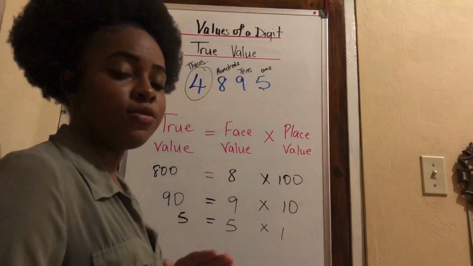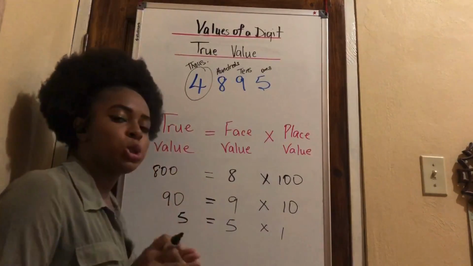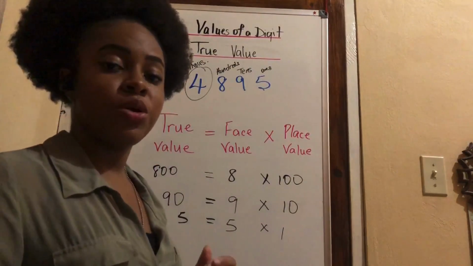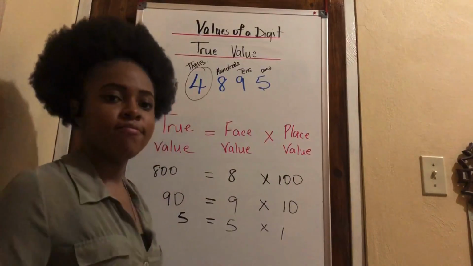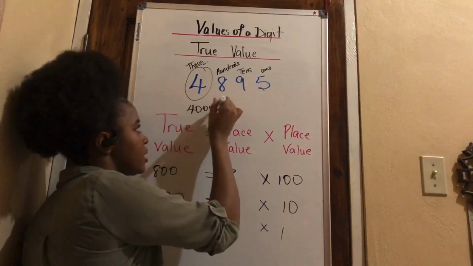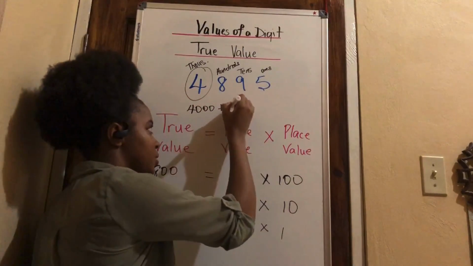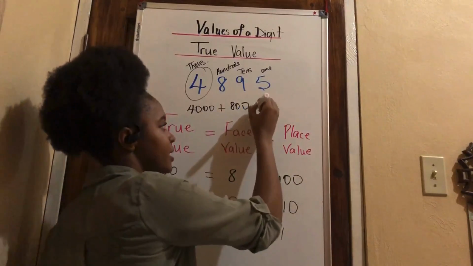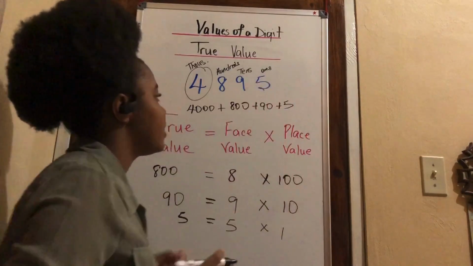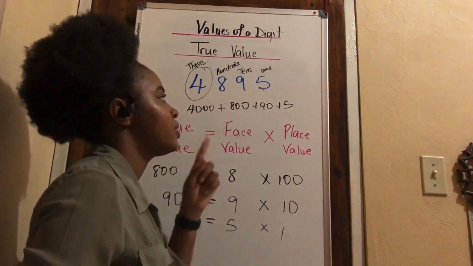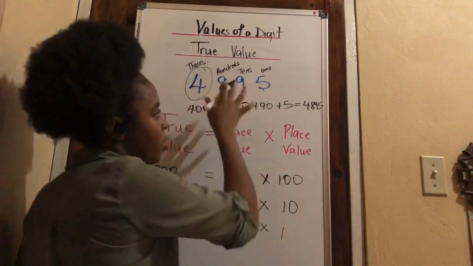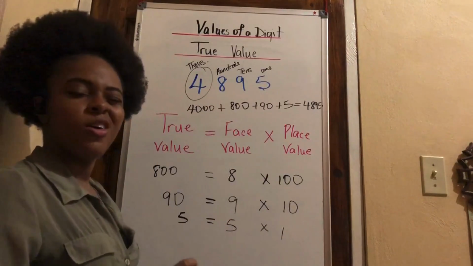Check and see if you've done it correctly. You can always add up the true values of the digits and see if you get your initial number. Our first digit was 4, and the true value of 4 was 4,000. So we have 4,000. True value of 8 was 800. True value of 9, 90. And true value of 5, 5. If we add up all these things, we'll get 4,895. 4,895, which is what we had up there. And you see, we did it correctly.